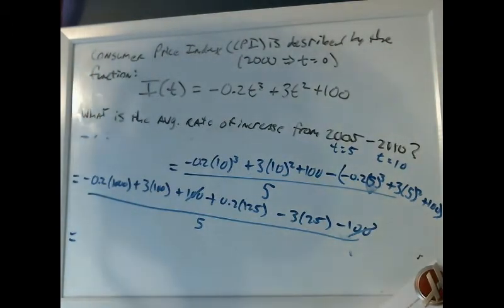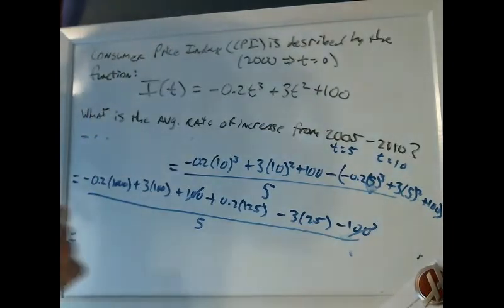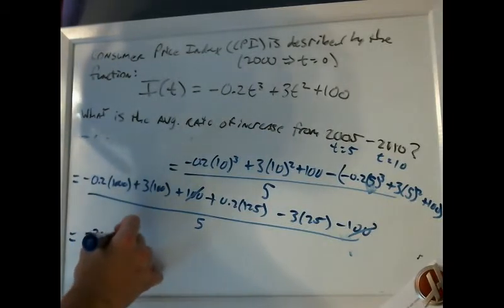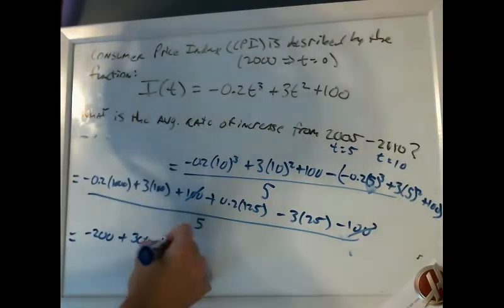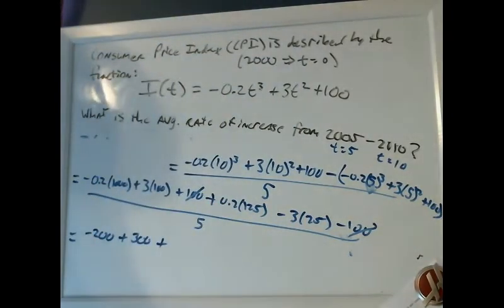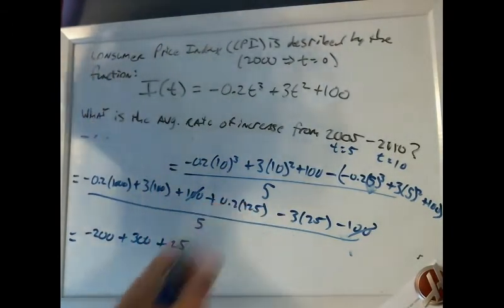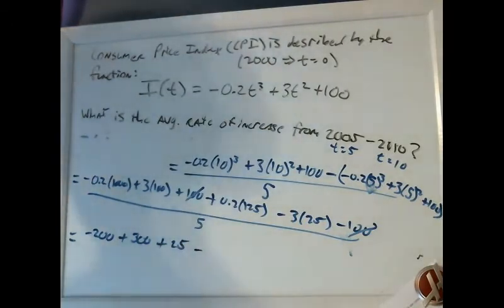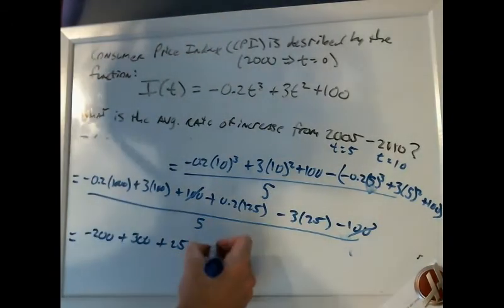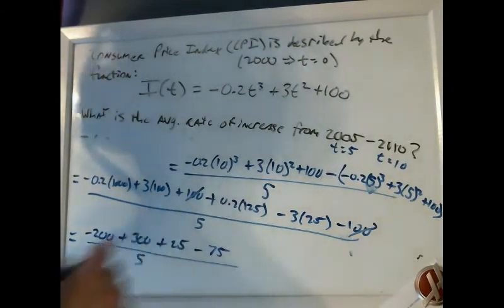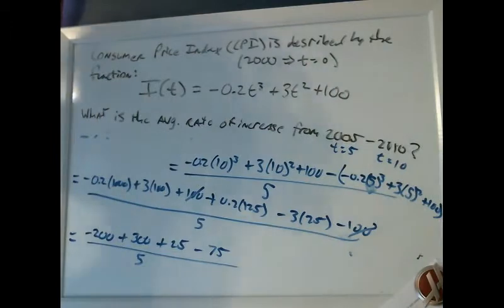0.2 times 1,000 is going to be 200. And don't forget the minus sign there, negative 200. Plus 3 times 100 is 300. Plus 0.2 times 125 is 25, right there. Minus 3 times 25, which is 75, all over 5. All we're doing is simplifying here.